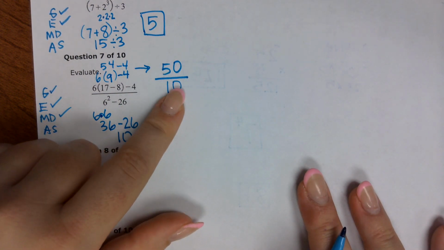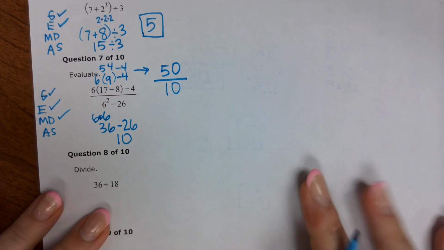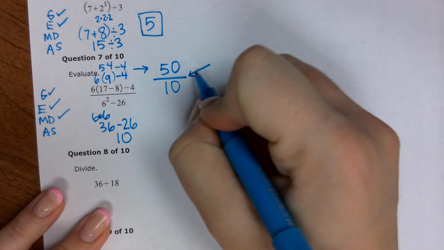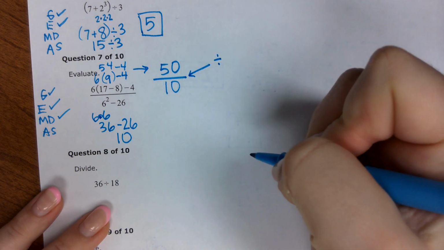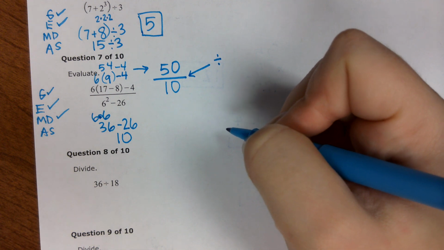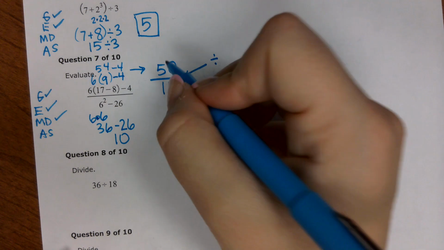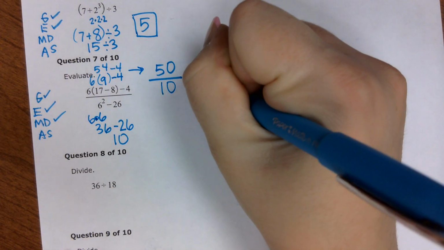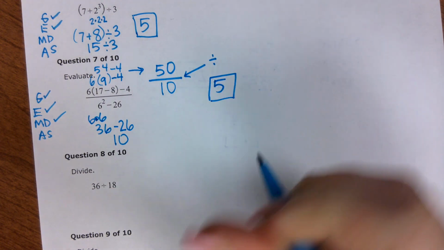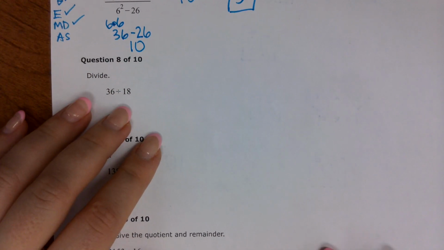Okay, now notice this looks like a fraction. That's all that it is. It's a fraction line. And we need to know that this fraction line means to divide. Okay, always, always, always. Even in a normal fraction, it means division. So when we have 50 divided by 10, we are left with 5. Okay? Okay, next up we have number 8.